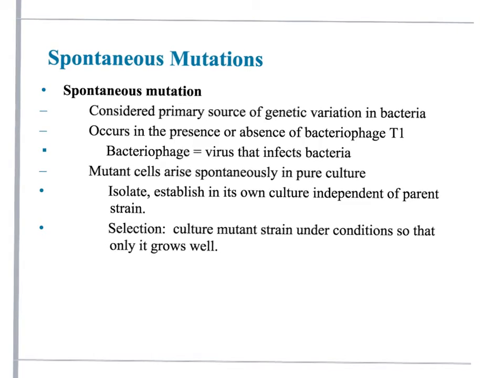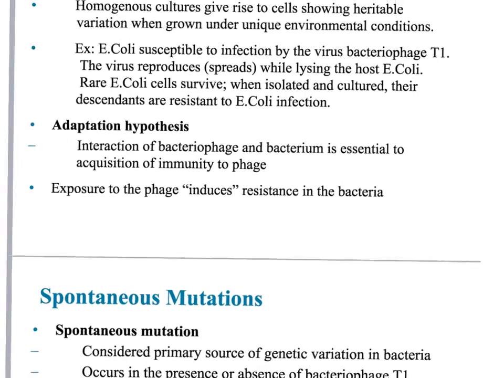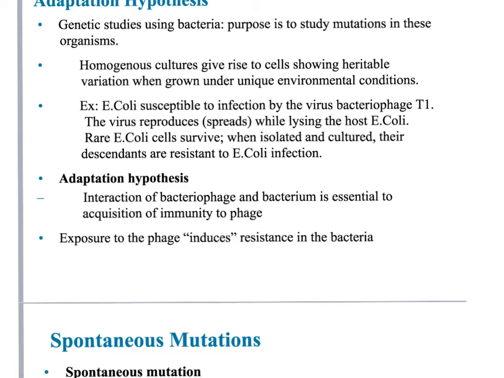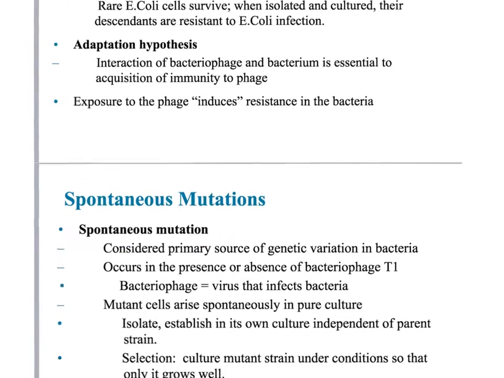But another way mutations can happen. The last slide, that's a good mutation. We have these E. coli surviving cells that had been exposed to an infection and survived. So an induced mutation was that resistance in the bacteria.